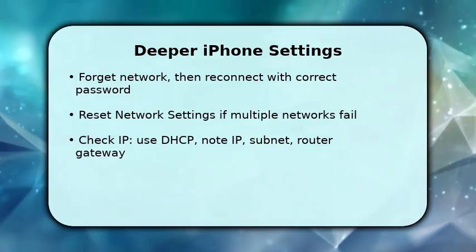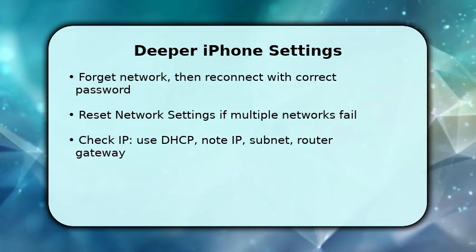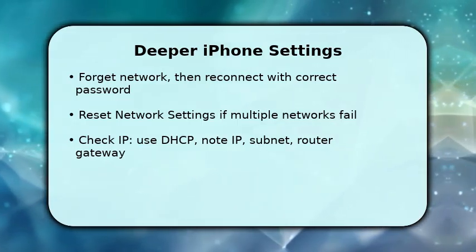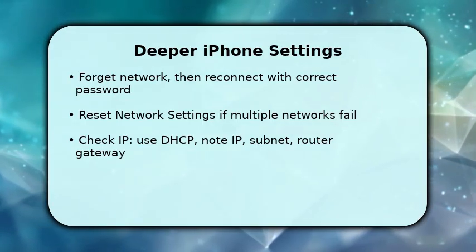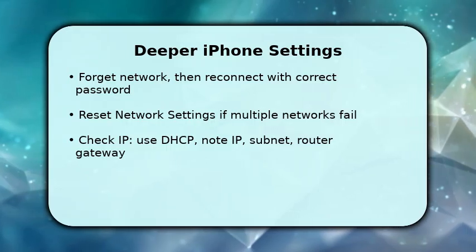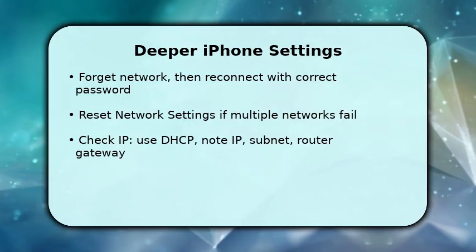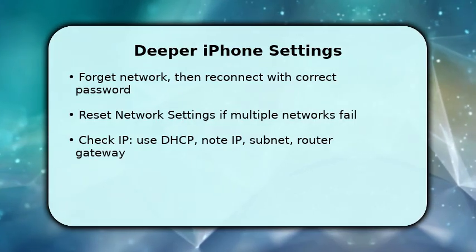First, tap Wi-Fi, tap the info icon, choose Forget this network, then reconnect. This removes old credentials. If that fails across several networks, go to Settings, General, Reset Network Settings to wipe saved conflicts and VPN profiles. Also inspect your IP details under the network info.